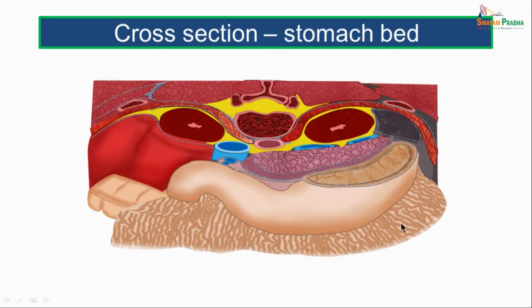This is another picture showing us the same. Anteriorly we see the stomach, behind it what we see is the omental bursa, the spleen, the kidney, the abdominal aorta, inferior vena cava and the right kidney. So, this is the omental bursa which separates the stomach bed from the stomach.